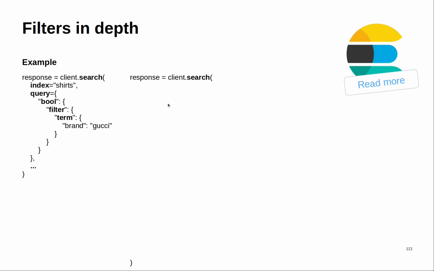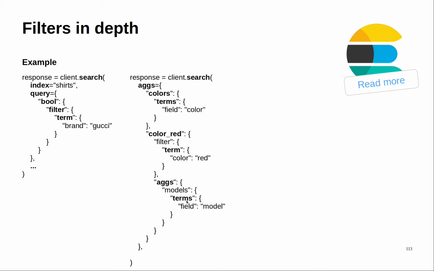Let's examine a practical example. Suppose we are working with shirts. Initially, I'll filter for Gucci shirts. This will exclude other brands except Gucci. Next, I will compute some statistics using the aggregation parameter to determine the count of available colors. This is the first thing I will do. After that, I will filter the Gucci shirts by color, specifically red, and perform a filtering aggregation. When you have aggregation after filter, we call it filter aggregation. Here it will count how many models are both red and Gucci.